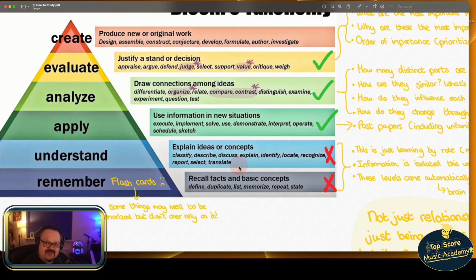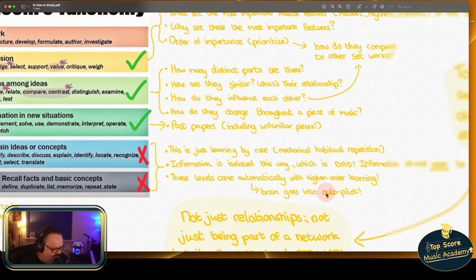Your brain goes into autopilot. Yeah, that's what we say here. Your brain goes into autopilot.